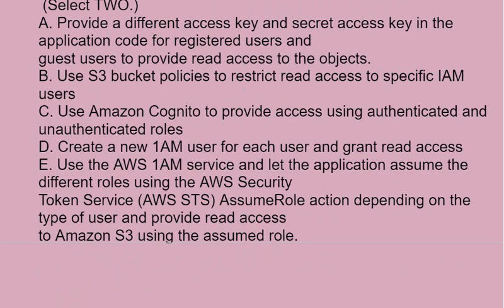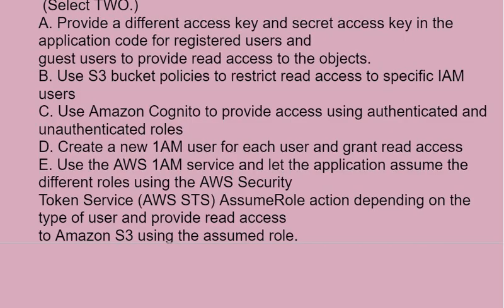Option A. Provide a different access key and secret access key in the application code for registered users and guest users to provide read access to the objects. Option B. Use S3 bucket policies to restrict read access to specific IAM users. Option C. Use Amazon Cognito to provide access using authenticated and unauthenticated roles. Option D. Create a new IAM user for each user and grant read access.